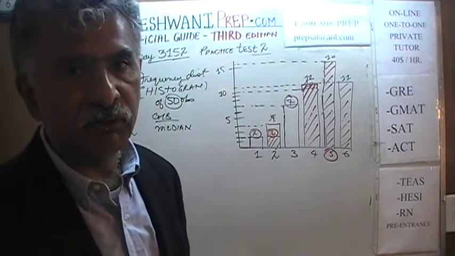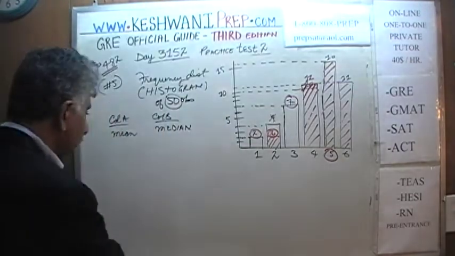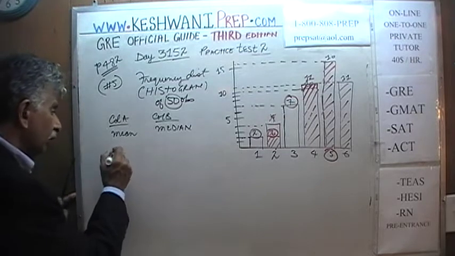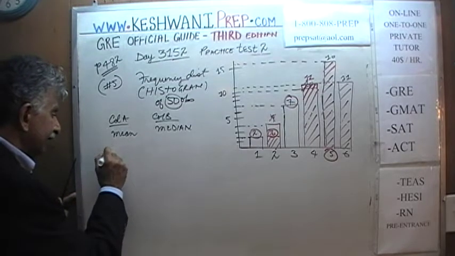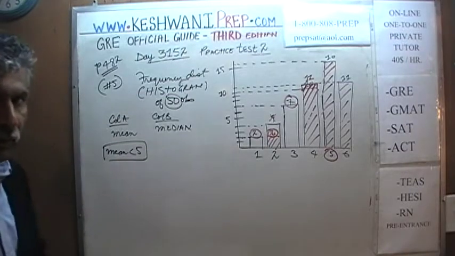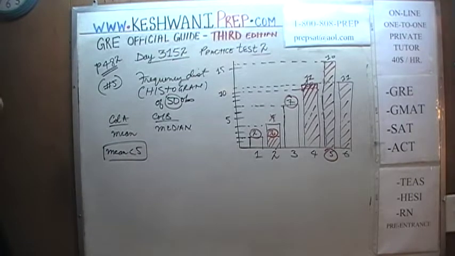And that's all we need to understand. The mean here, we don't know what the mean is. We have no idea what the mean is. But we know the mean here is less than 5. We do know that for a fact. Let's figure out the median, shall we? How do we figure out the median?